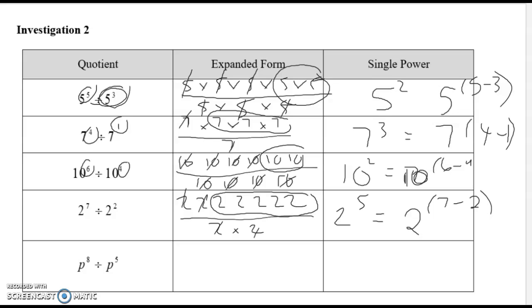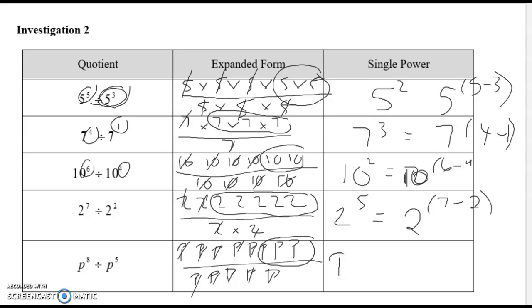The last one on here, p to the 8. So 1, 2, 3, 4, 5, 6, 7, 8. Divided by p to the 5. 1, 2, 3, 4, 5. Top one with the bottom one, top one with the bottom one, top one with the bottom one, top one with the bottom one, top one with the bottom one, and we are left with 3 p's, which is p to the 3. And the short form way, single power, we can just subtract the exponents. 8, dividing means subtract, and the bottom one is 5, and 8 minus 5 gives us our 3.